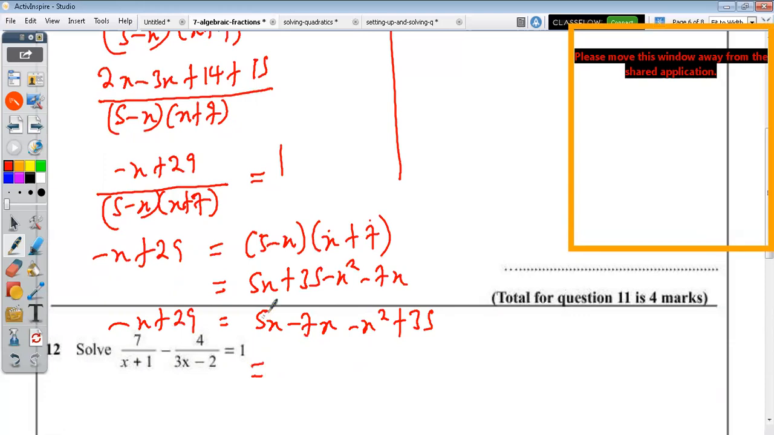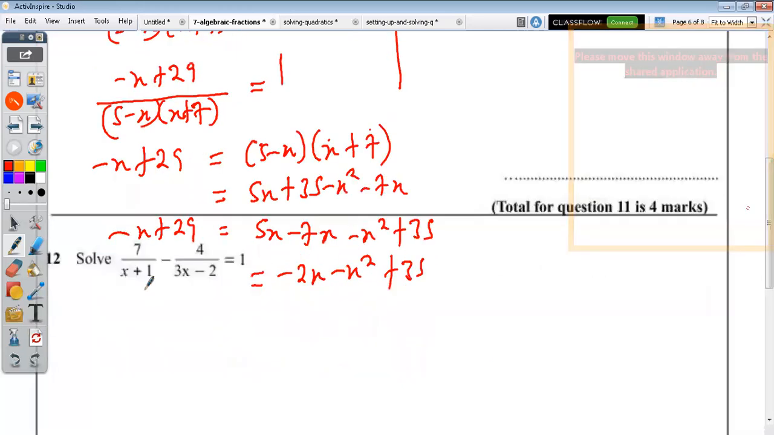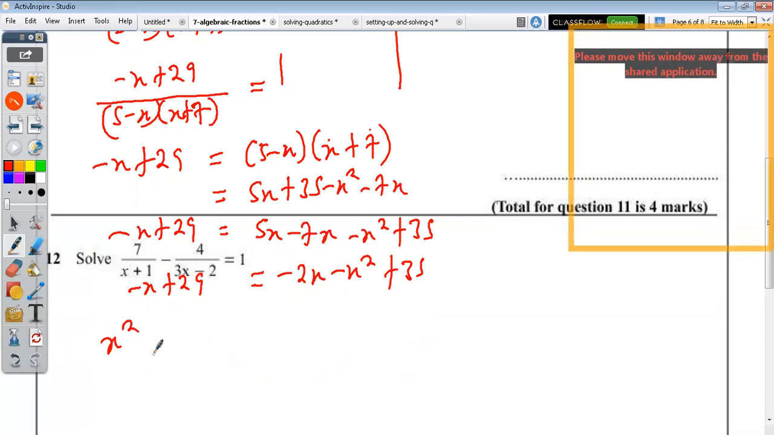Now I know that 5 minus that is a minus 2, so minus 2x minus x squared plus 35. But when we are solving, we avoid the negative x squared, so that is equal to negative that plus 29. So what we want is to move x that side so that it's a positive x squared minus x as it is.